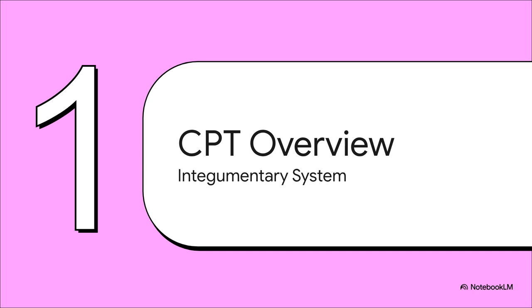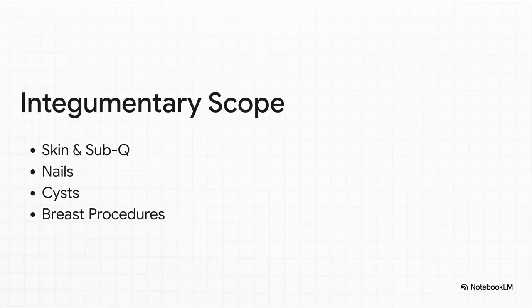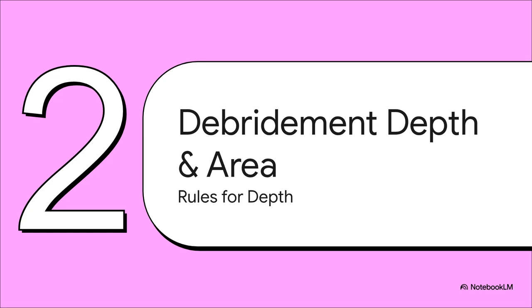Okay, let's dive into Section 1, Integumentary System CPT Overview. We really need to establish the exact boundaries of this section first. So, this section spans codes 10021 to 19499. It covers the skin, subcutaneous tissues, nails, and pilonidal cysts. Also, a quick reminder, while breasts have their own unique subcategory in the manual, breast procedures still live right here under these integumentary rules.